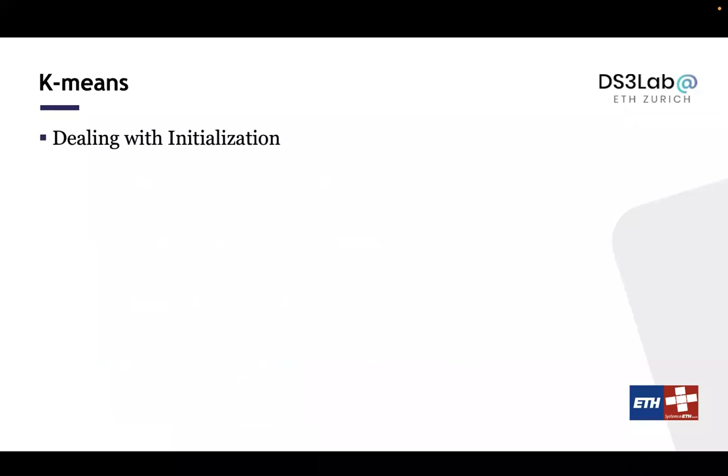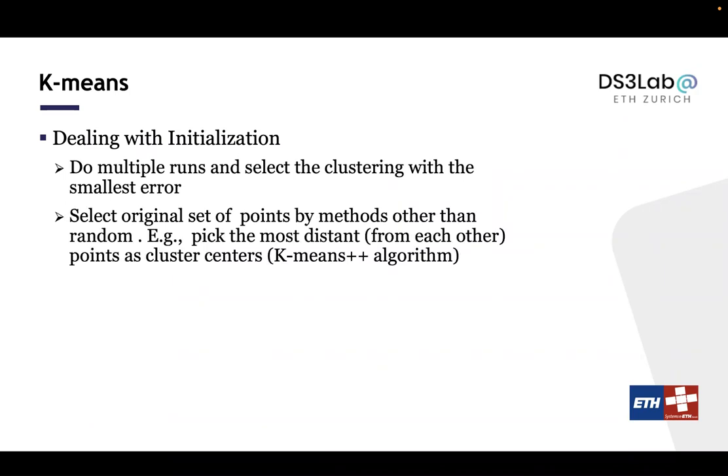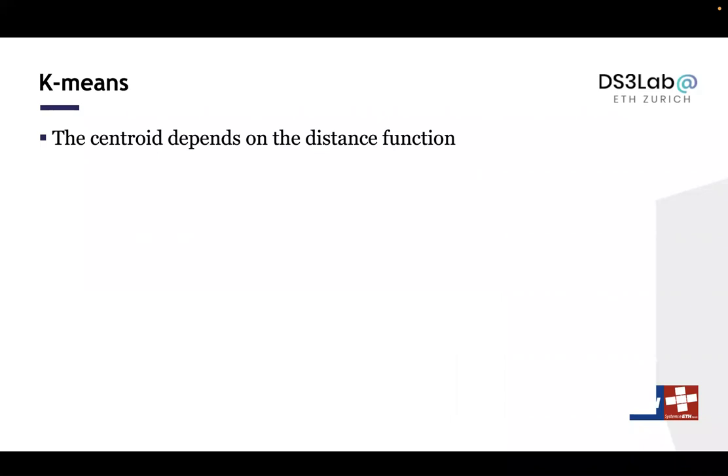Okay. So how to deal with this random initialization? People have been working on a whole bunch of things. You could do multiple runs and select the clustering with the smallest error. Because remember, in k-means you have one true objective that you want to solve, and each one of these initializations is an approximation of that. You could run multiple runs and pick the one with the smallest objective error. You could also try to select the original points by not using random selection. For example, you can pick the most distant points as the cluster centers, and so on and so forth.